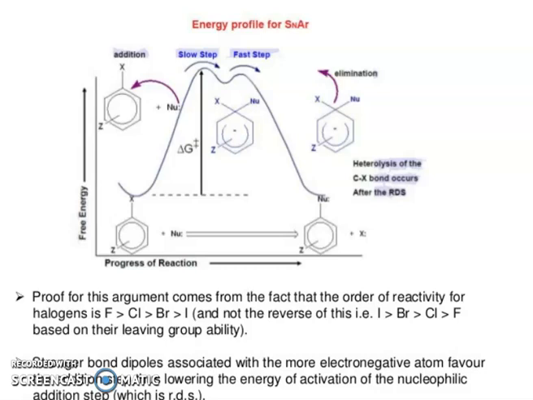Now the energy level, you can see the addition, slow step and fast step, then elimination. So this is the energy profile for SNAr. Proof of this argument comes from the fact that the order of reactivity for halogen is F greater than Cl greater than Br greater than I, not the reverse of this, that is I greater than Br greater than Cl greater than F, based on their leaving group ability. A stronger bond dipole associated with the more electronegative atom favors the addition step, thus lowering the energy of activation of the nucleophile addition step. You can see which is the rate determining step.